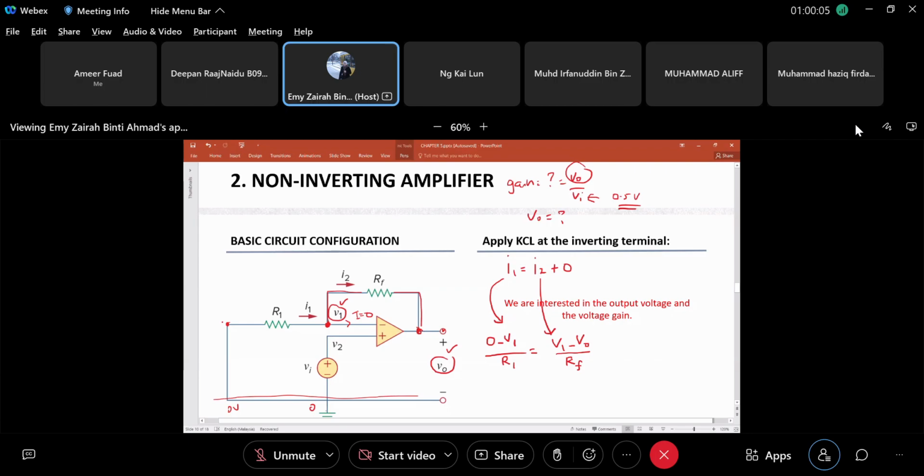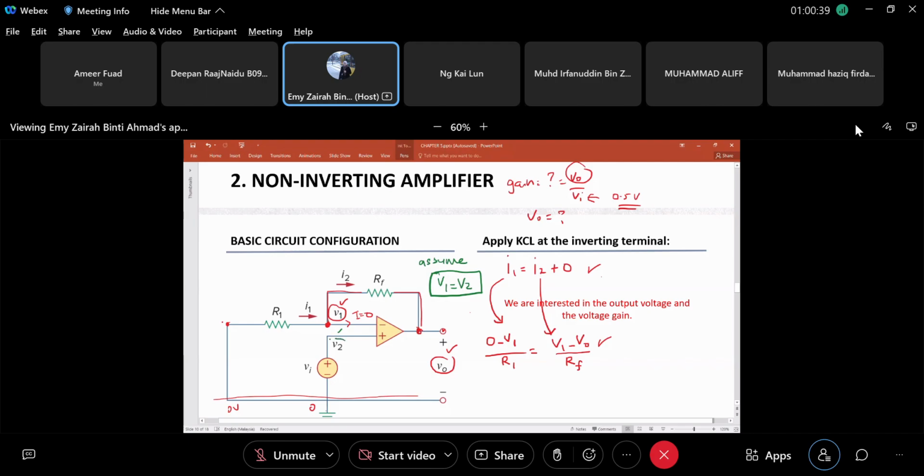Okay, what's next? As I said, the first thing you need to know is this KCL, and then you expand using the voltage terms. And the second thing, the most important part you need to know, is always this: V1 equals V2. V1 equals V2, because we assume it is an ideal op-amp. So in this case, V1 equals V2.